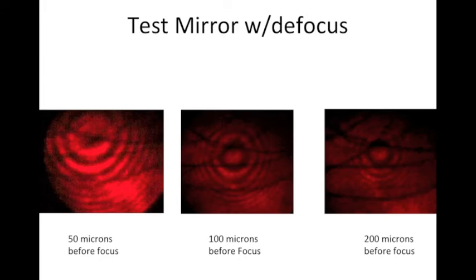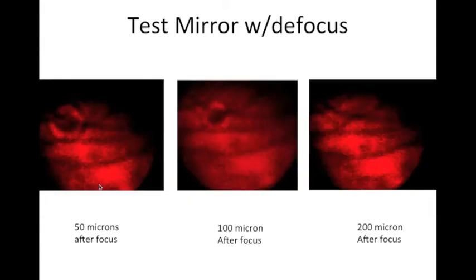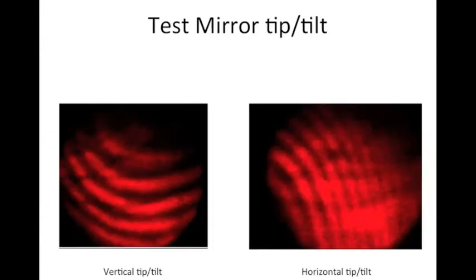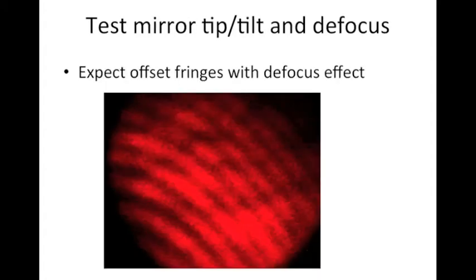As we added defocus, we noticed that the fringes became more abundant and more tightly spaced before and after focus. As we added tip tilt, vertically or horizontally, the fringes became off-center with respect to the tip tilt we were doing. When we added tip tilt and defocus, we expected a summation of tip tilt and defocus in the interferogram.